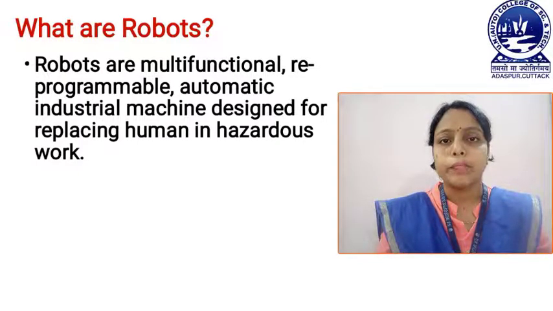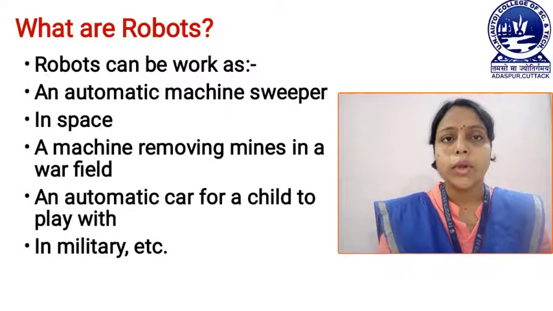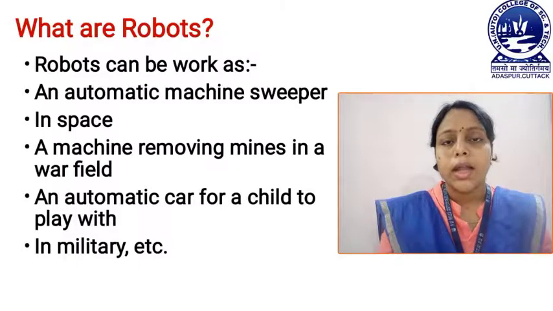Now take one example. Suppose there is some situation where a human being has to defuse a bomb. In this situation we can use robots to defuse that bomb. Then next, robots can work as an automatic machine sweeper, and they also work in space, and as a machine removing mines in a war field, and robots are also used as an automatic car for children to play. And here robots are also used in our military. These are the different cases where we can use robots.